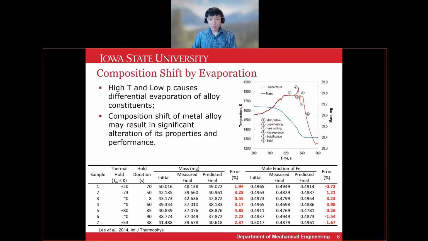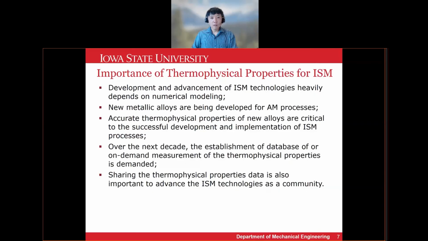The experimental data on such selective evaporation must be acquired in order to effectively and efficiently design and develop new metal alloys and eventually fabricate a metal part of desired properties for a specific in-space additive manufacturing process. This presentation focuses on the significance of having accurate thermophysical properties, including selective evaporation, of new metallic alloys developed for welding, joining, and additive manufacturing both in space and on Earth.